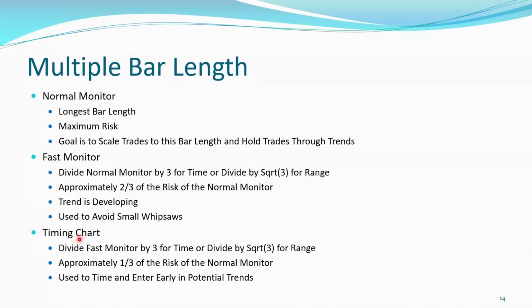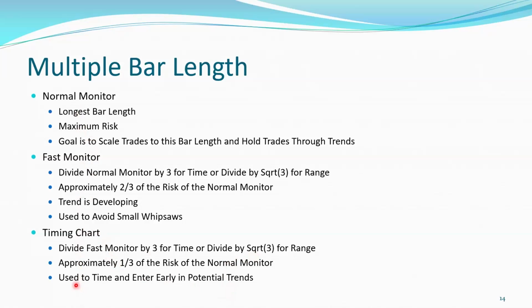And then the timing chart, we're going to divide our time by 3 or our range type bars by the square root of 3 to get us down to our lowest bar length. So this is where we have the least amount of risk. It's only about a third of the risk that we're trading with on the normal monitor. And we're going to use it to time our entries early in potential trends.